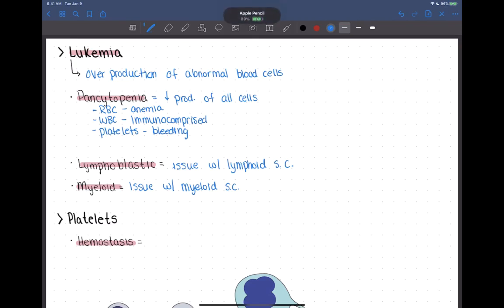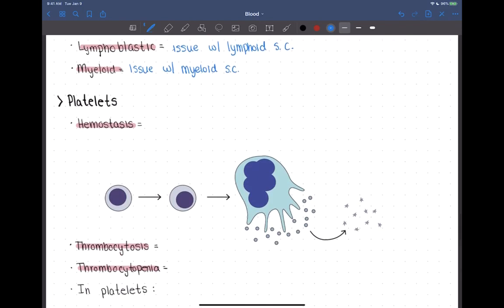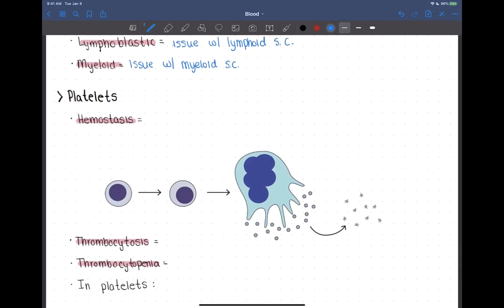All right, so that's where we're going to end this lecture, and we'll pick up and talk about platelets on the next lecture and blood clotting and the process of blood clotting.